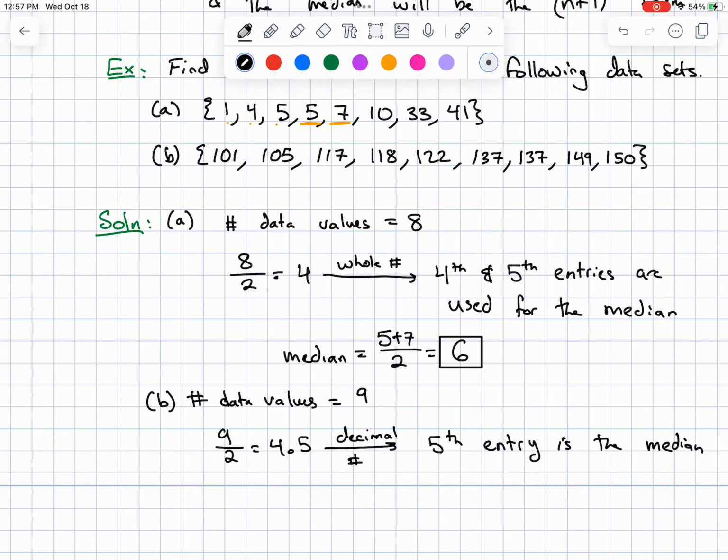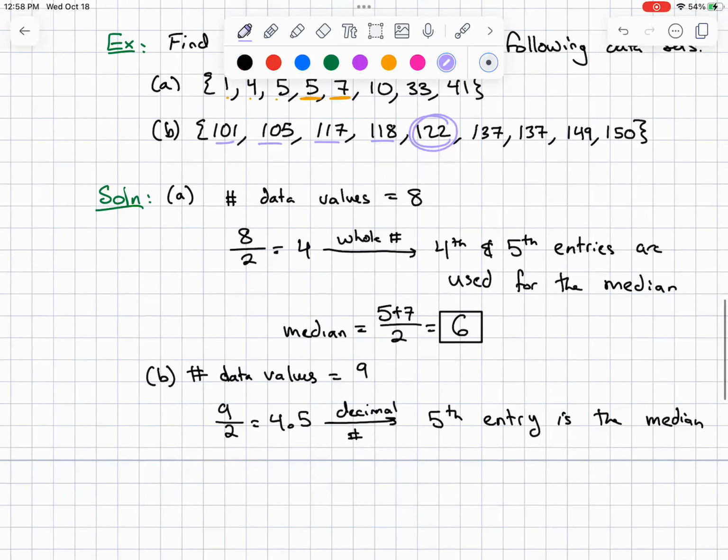So if you get 4.5, the median is the 5th entry. If you get 7.5, the 8th entry is the median. If you get 110.5, the 111th one will be the median. The reason for that is if you're dividing by 2 and you get a decimal number, that means your number is odd, meaning that there are 2 sets of equal numbers and 1 in the middle. And so we can count that: 1, 2, 3, 4, 5. So the median is 122.